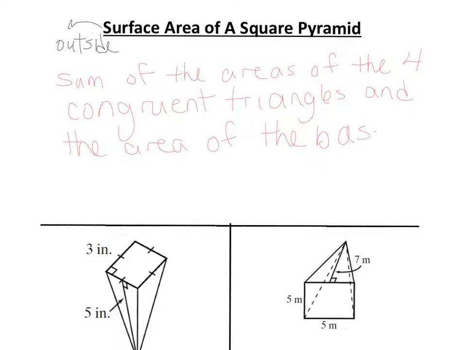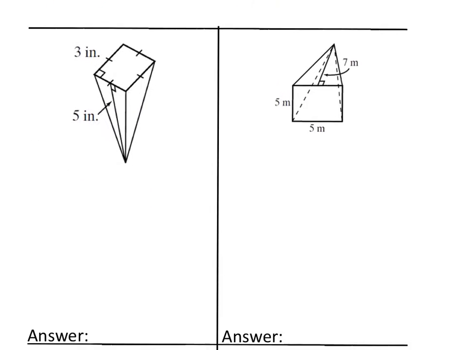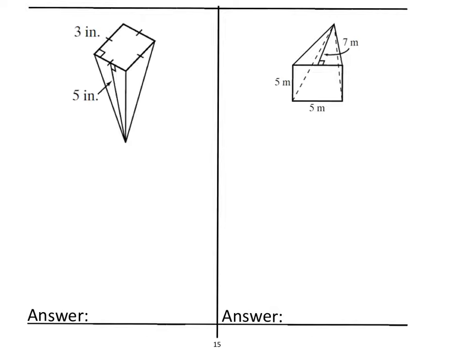This one is significantly easier and has a lot less work than the triangular prism or the rectangular prism because the 4 triangles are the same and your base is always a square. Therefore, we're going to deal first with the 4 triangles. So here we have a square pyramid.